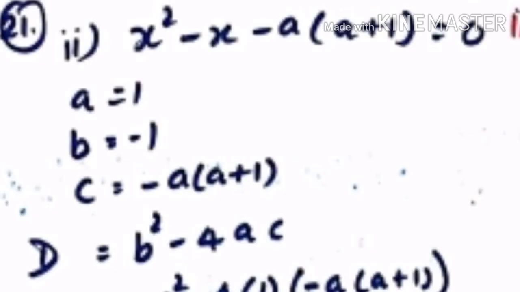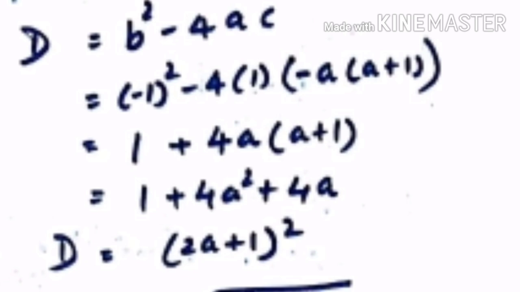Next, move on to question number 21, second part: x square minus x minus a plus 1 is equal to 0. So here, comparing, a is equal to 1, b is equal to minus 1 and c is equal to minus a plus 1. Now here I am finding D is equal to b square minus 4ac separately, placing the values: minus 1 square minus 4 into 1 in the bracket minus a plus 1.